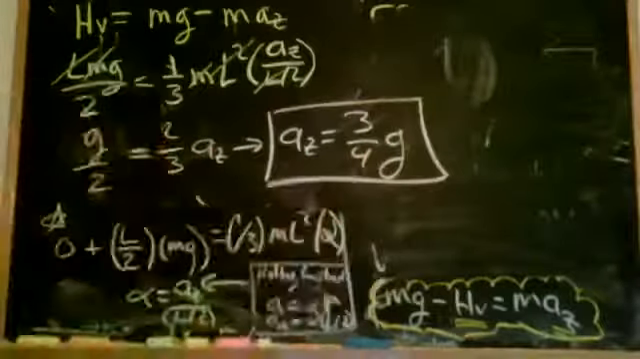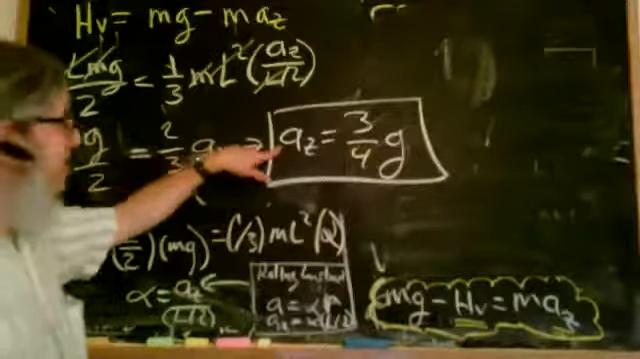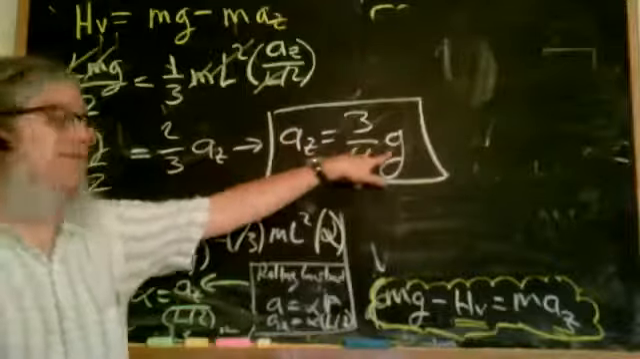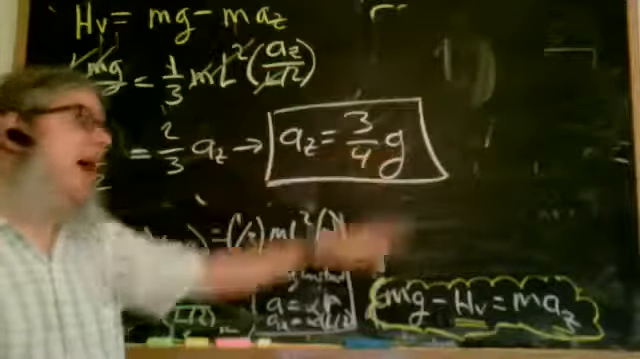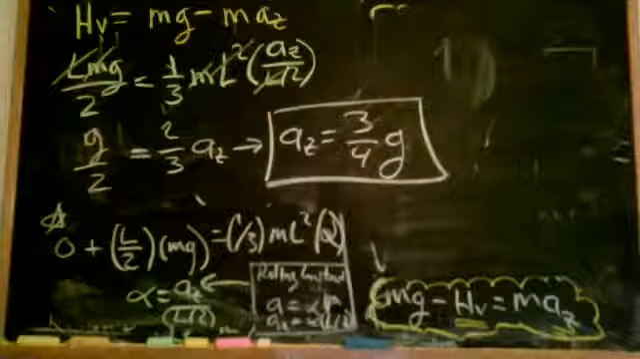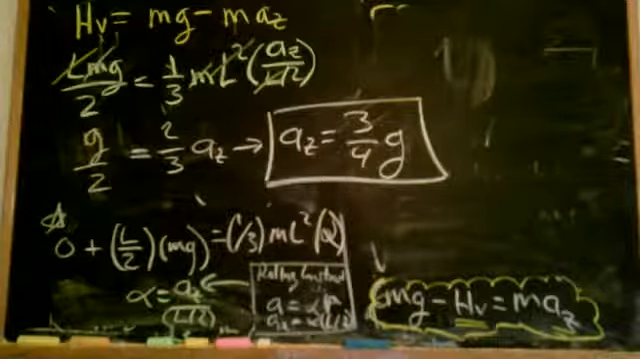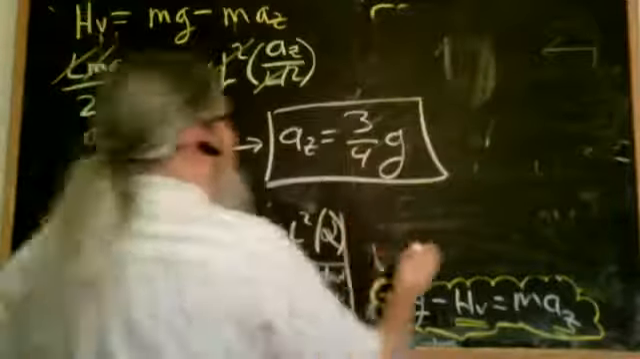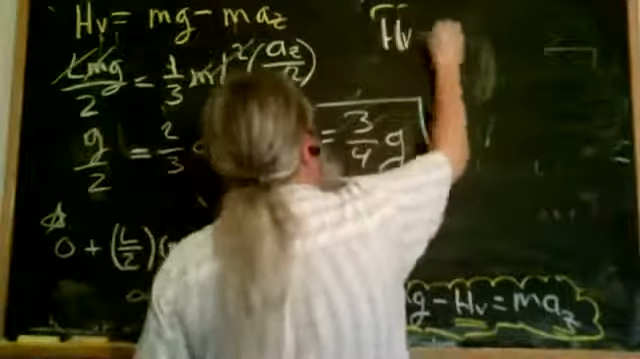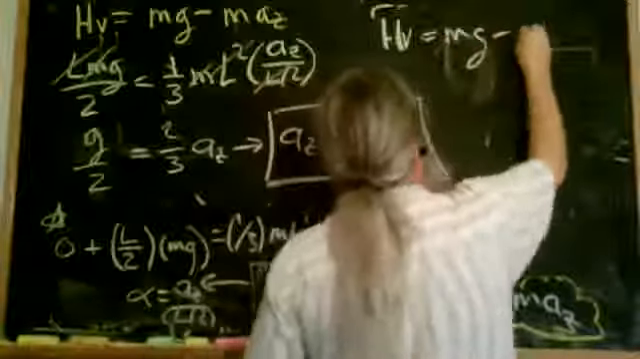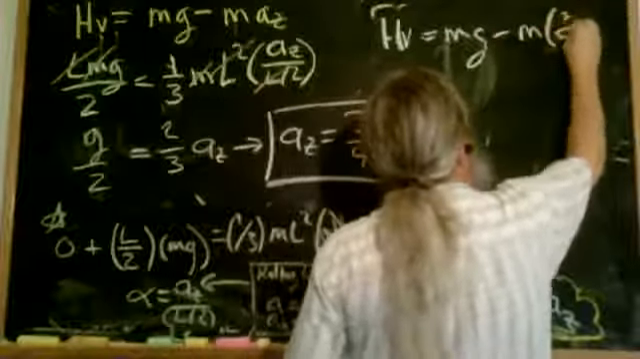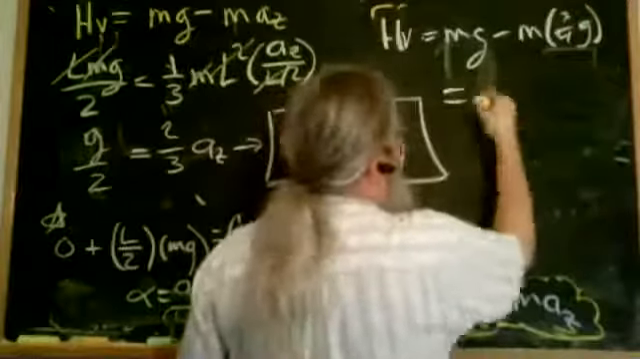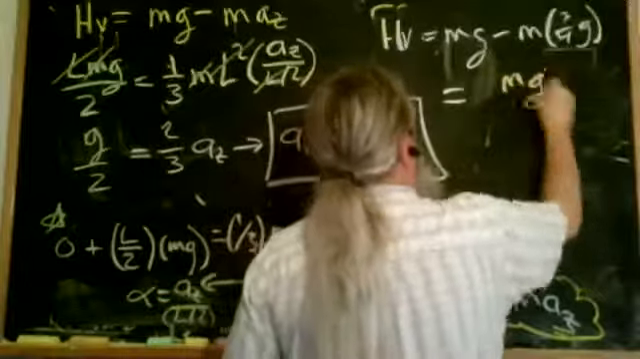Okay. So in other words, the center of mass is falling, but it's not falling at free fall. It's falling at 3/4 of free fall. It's falling, but not quite as fast in terms of its acceleration as it would be if the object was in free fall. And then once I have this, I can just plug this in for the h sub v. So h sub v is equal to mg minus m times 3/4 g. So that's just equal to mg over 4.